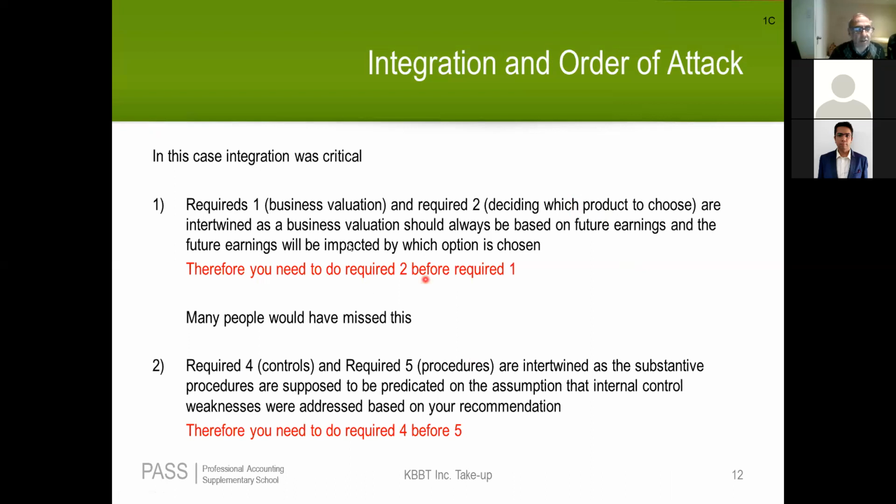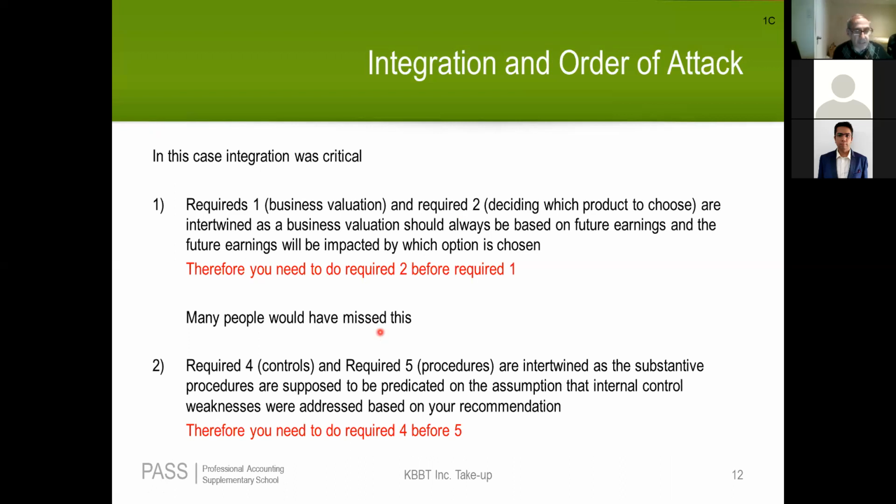The reason that they're intertwined is a business valuation should always be based on future earnings, and future earnings would be impacted by whether I choose the straw option or the popsicle option. So at the end of the day, it would have been a good idea to do required 2 first, decide which option to choose, and then base your valuation on that. If you miss this integration, you're not alone.